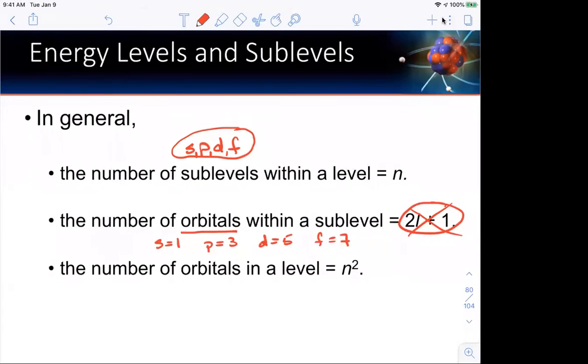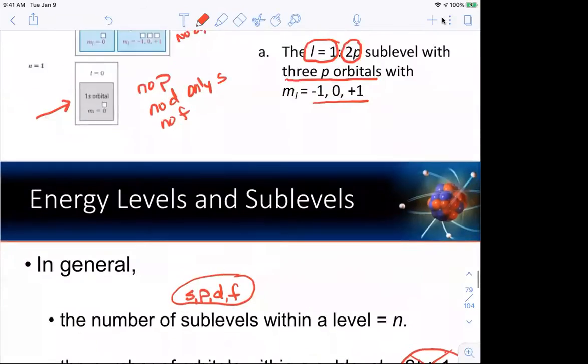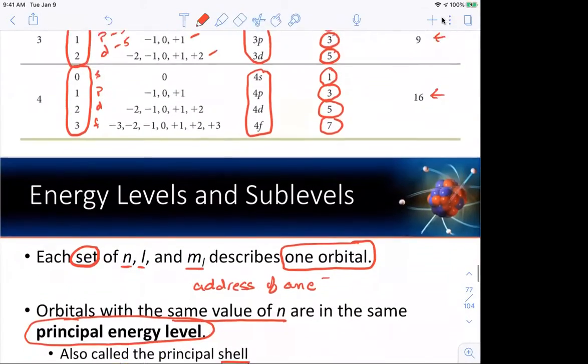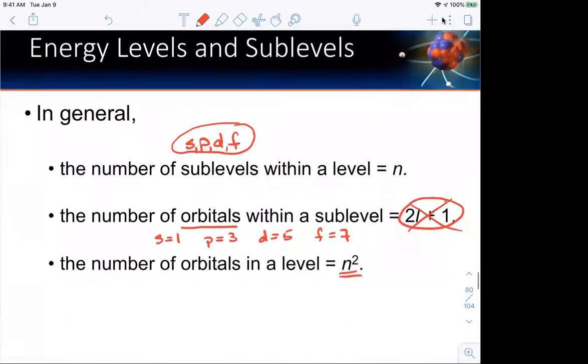The number of orbitals in a level is n squared. That's a sum: the number of orbitals in a level is the sum of all the orbitals in the subshells. So if you notice back in this slide, here I only have 1 orbital because I have 1 sublevel which only has 1 orbital. Here I have a sublevel that has 1 orbital and a sublevel that has 3 orbitals. So I add those to get 4, and so on and so forth as I go down.